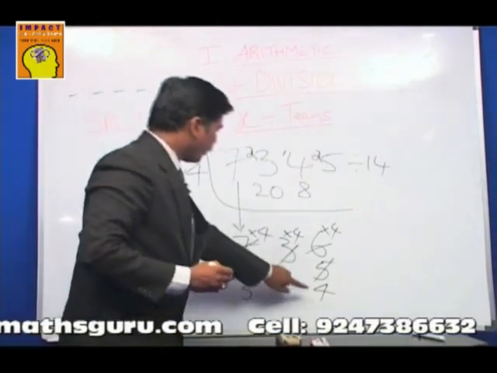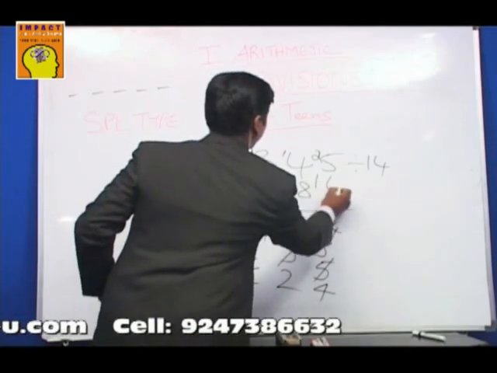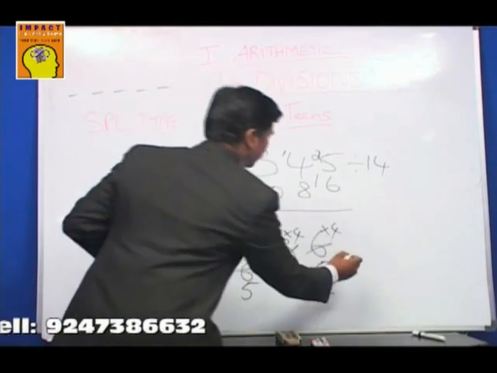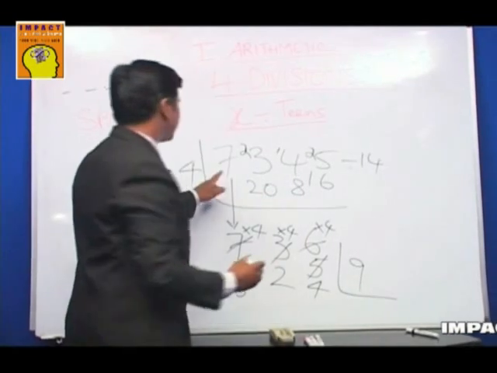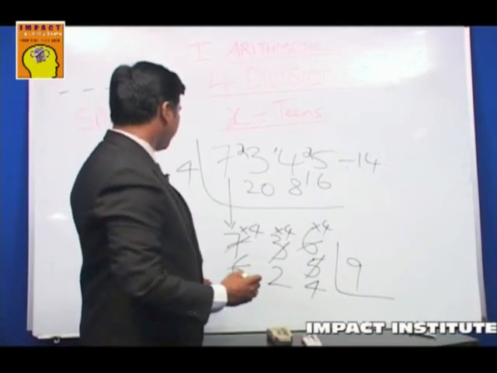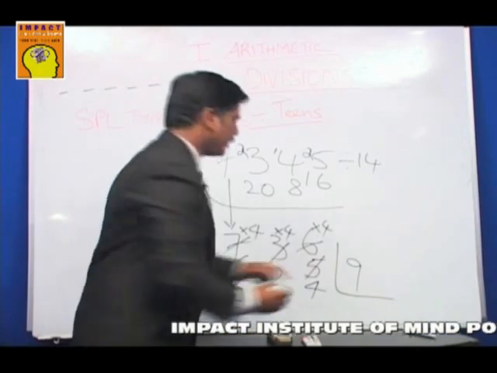Okay. Now 4 times 4 is 16. Now 25 minus 16, how much? 9. Now there's no further number, so there ends the division. So when you divide 7345 by 14, you get 524 as the quotient with 9 as the remainder.